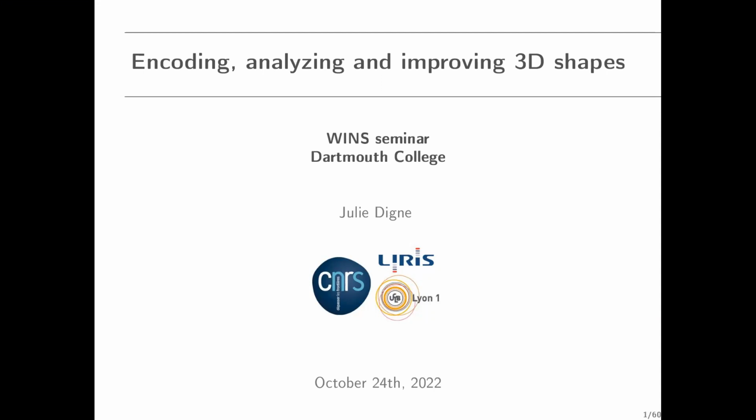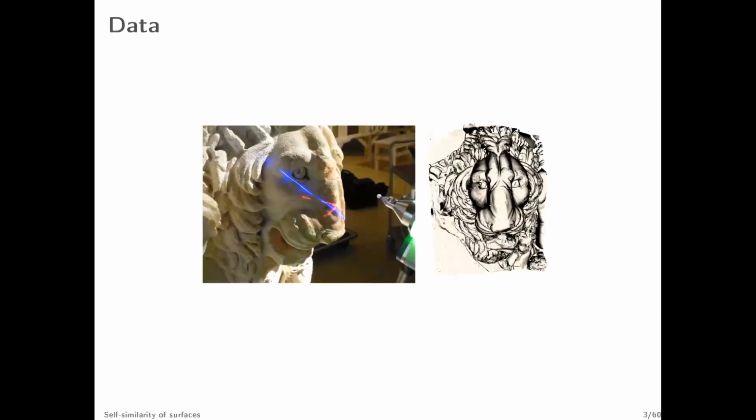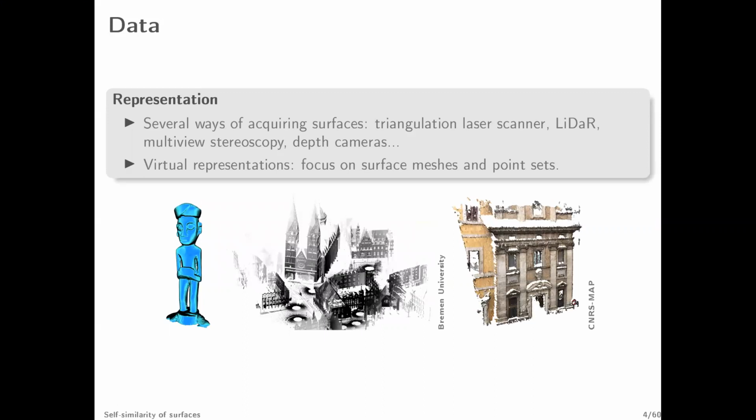So my talk will be how to encode, analyze, and improve 3D shapes. And what I mean by 3D shapes is data coming out of real objects, coming out of a 3D acquisition process, such as a laser scanner or stereoscopy, or basically anything that can turn an object into a digital surface. So here what you see is a high-resolution laser scanner, which is acquiring point by point an archaeological surface. And there are several ways of acquiring surfaces, and there are also many different ways to represent data.